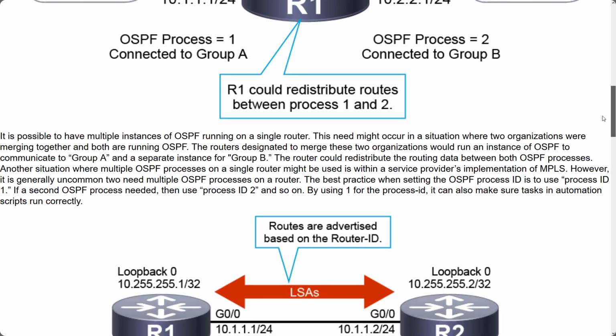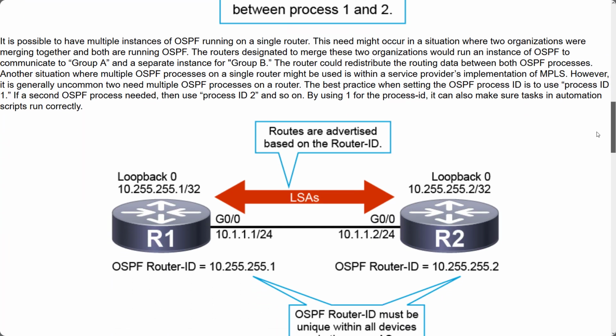It is possible, like I said, to have multiple instances running. That's what this is describing. But it would require, by the way, redistribution. In EIGRP, if you have multiple autonomous systems on a router, redistribution takes place automatically. In OSPF, it does not. You would actually have to set up some redistribution commands.